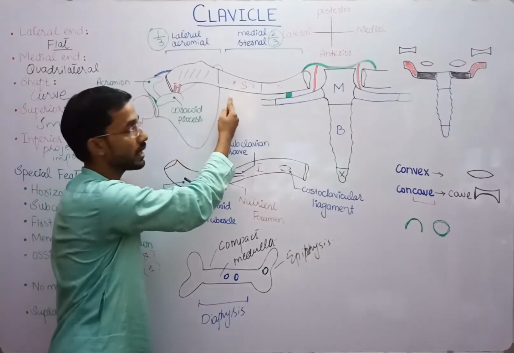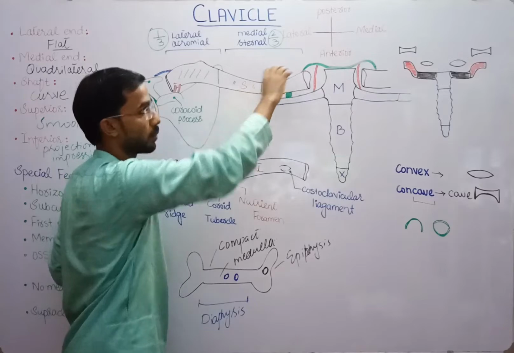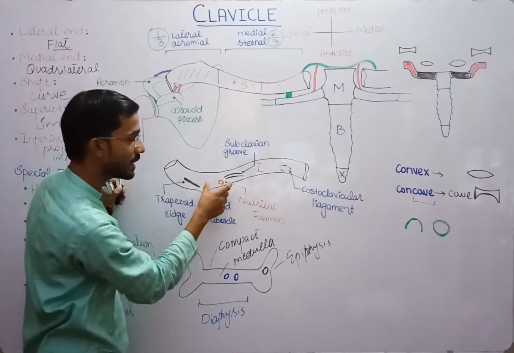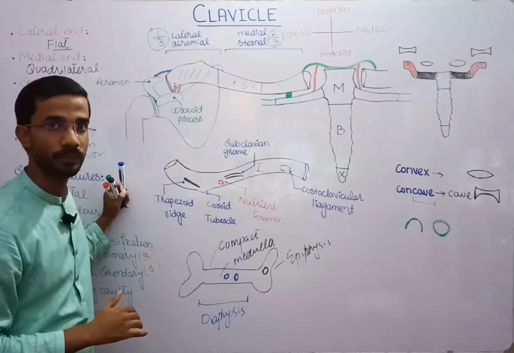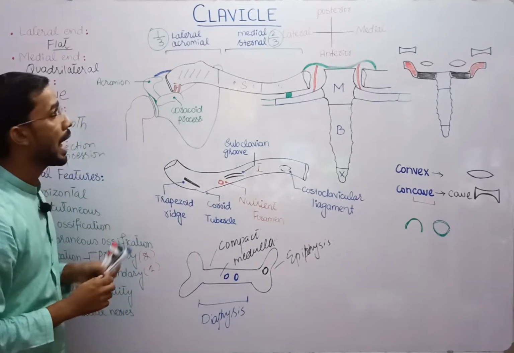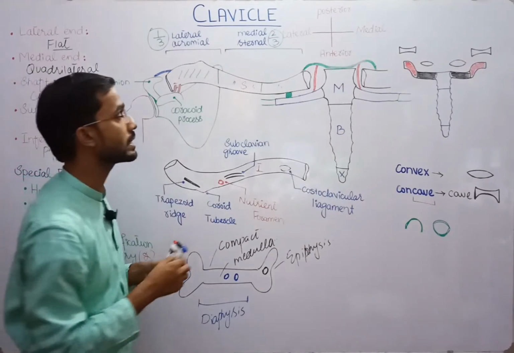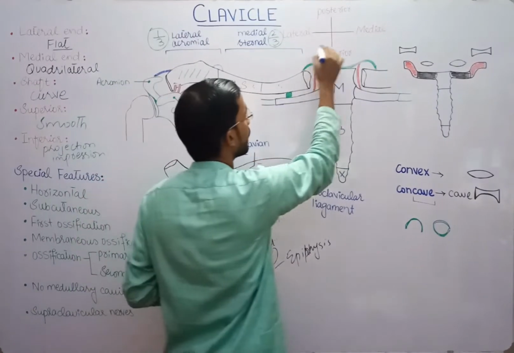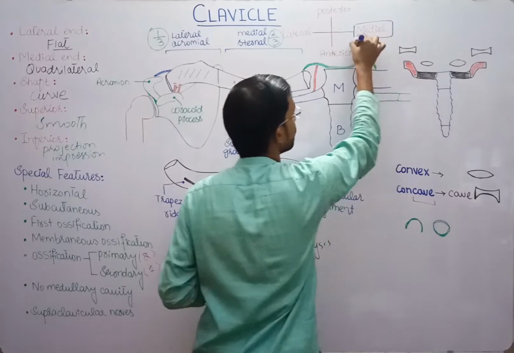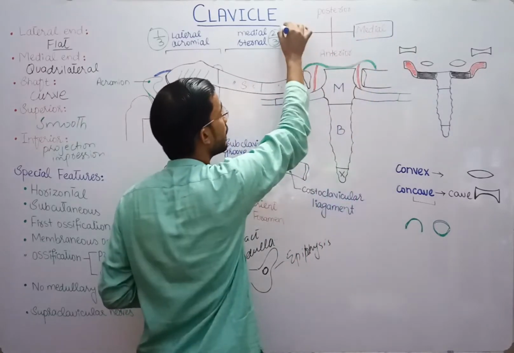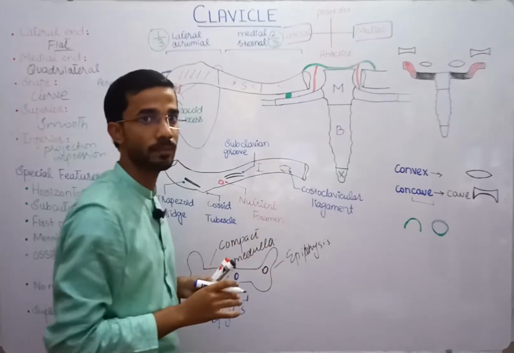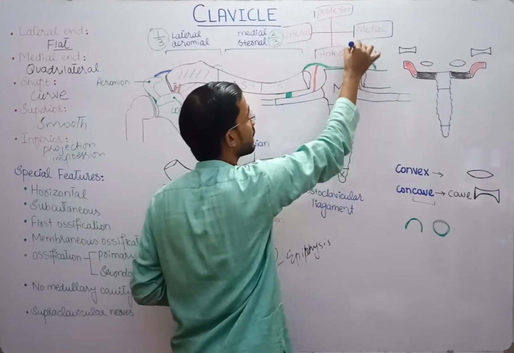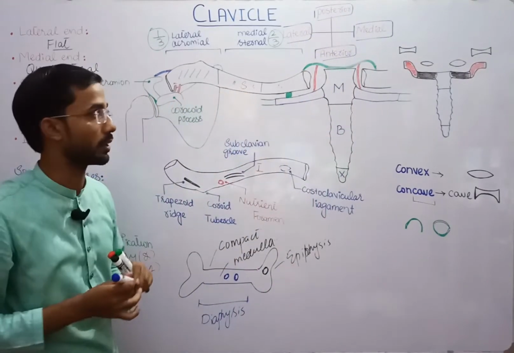This portion is the superior view. You can see from upside, and this is the inferior view, right? And here you can see this map, you can remember it. Medial is towards the center, lateral is away from the center, posterior is behind, and anterior is in front of the body.